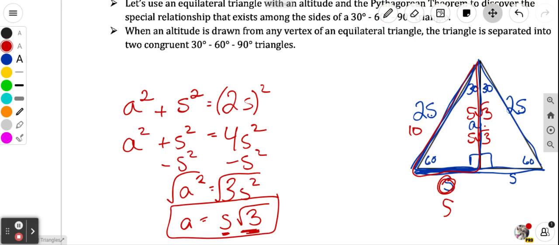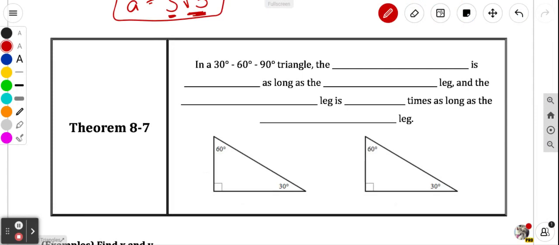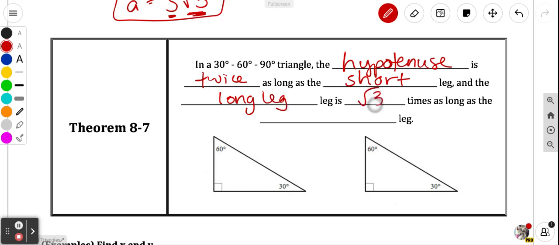So there's a little bit more to it than that. I'll show you a bunch of examples, but that's the basics of it. So if you see this box here in a 30, 60, 90 triangle, let's see which one goes first here. The hypotenuse is twice as long as the short leg, and the long leg is radical 3 times as long as the short leg.